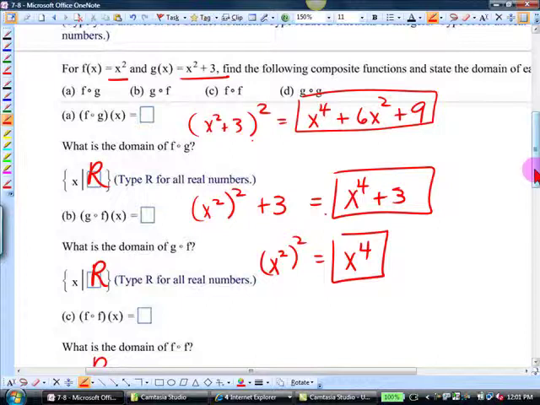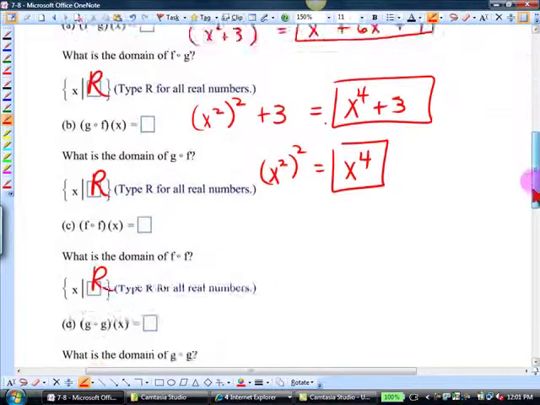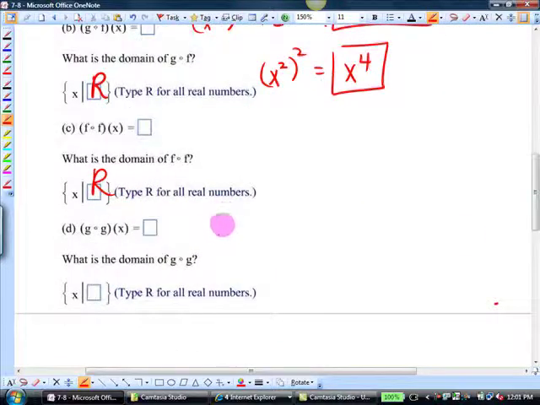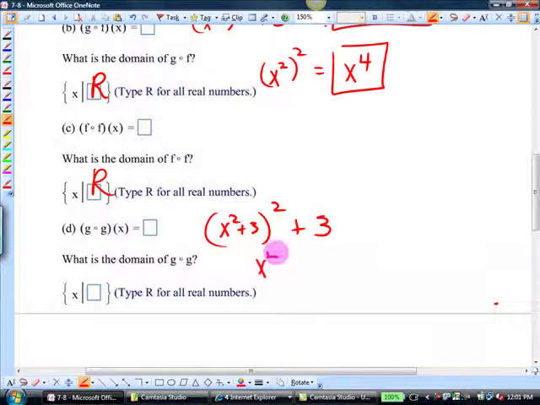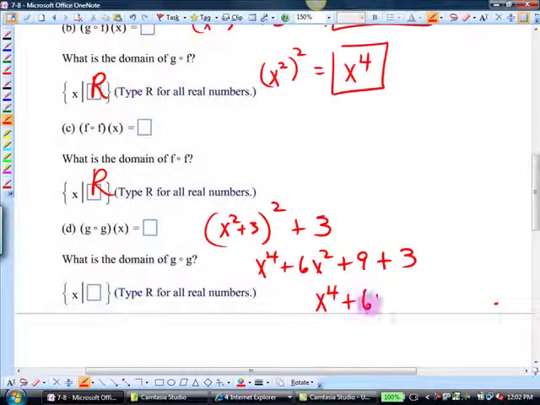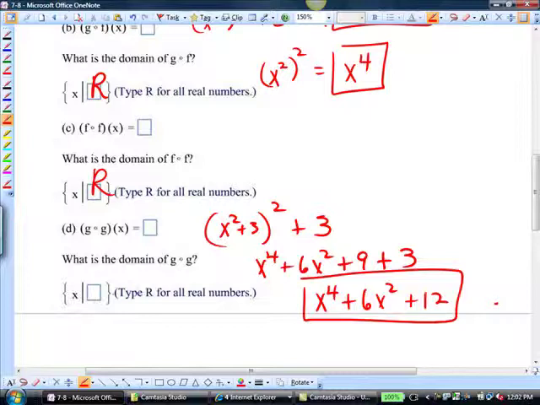Okay. All right, we were doing g of g. So we had x squared plus 3, squared, plus 3. Yep. And so we end up with that same thing. We've got x to the fourth plus 6x squared plus 9 plus 3. And you get this. And what's the domain? Okay.